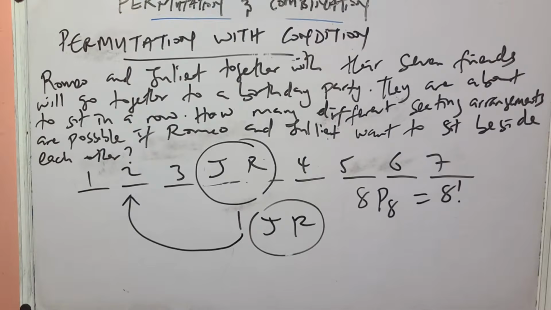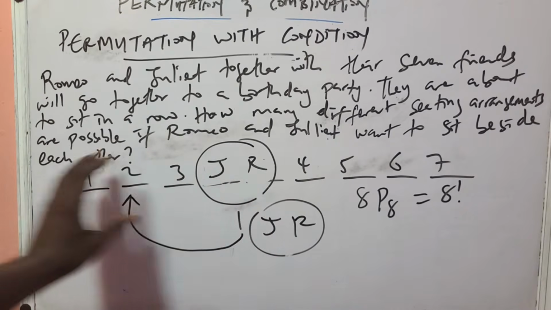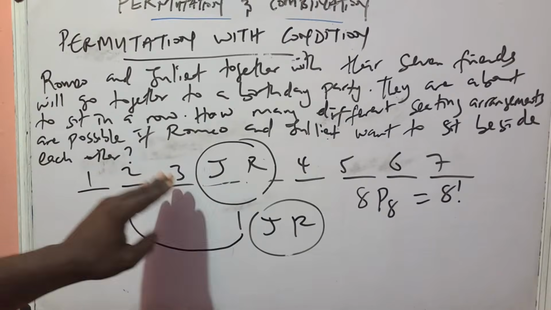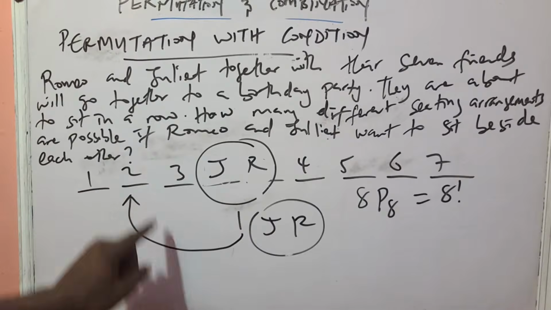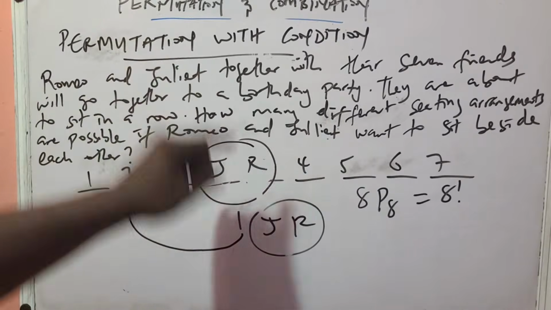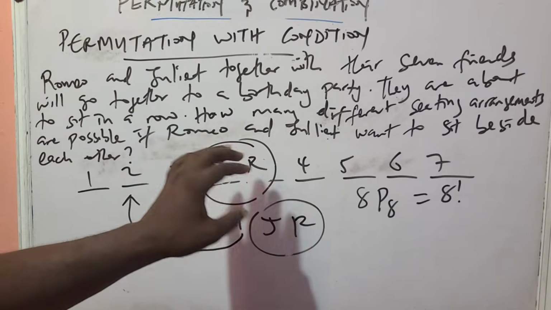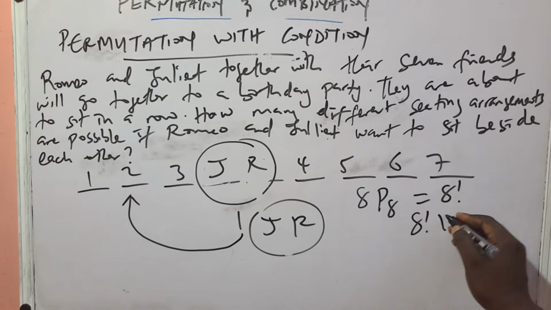All right, so you need to consider that if you have 1, 2, 3, Romeo, Juliet, 4, 5, 6, 7, you could still have 1, 2, 3, Juliet, Romeo. So that means for every arrangement, you'll be having 2 different ways of sitting both Romeo and Juliet. So that's why you have to have your final answer as 8 factorial times 2 factorial.